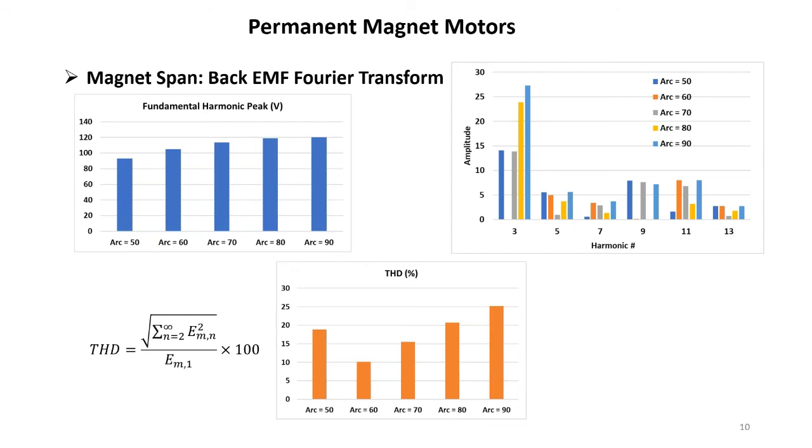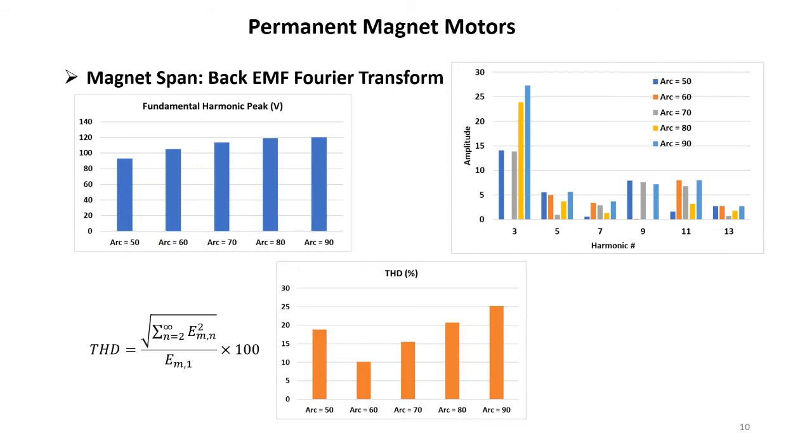And the second picture shows the values of the different harmonics, different harmonic numbers for different arcs. You see, for example, the third harmonic, the fifth, seventh, ninth, and 11th, and based on the arc, the magnet size, their value is changing. For example, you can see that the fifth harmonic for the 50-degree arc is more than 5 volts here, but for the arc of 70, it's almost 1, which is a small one.